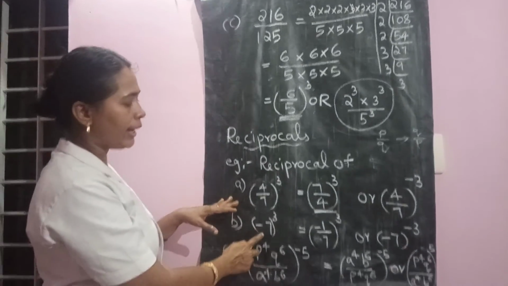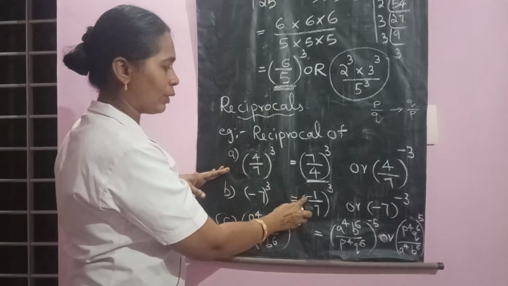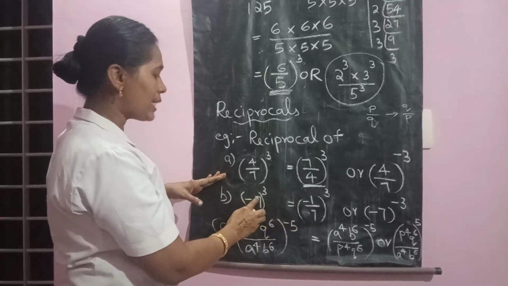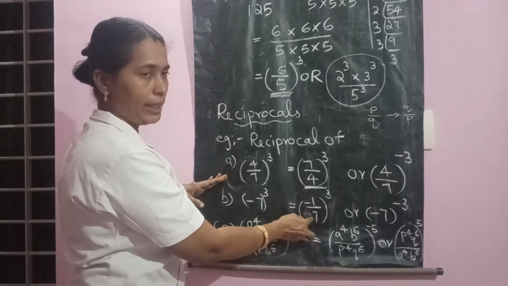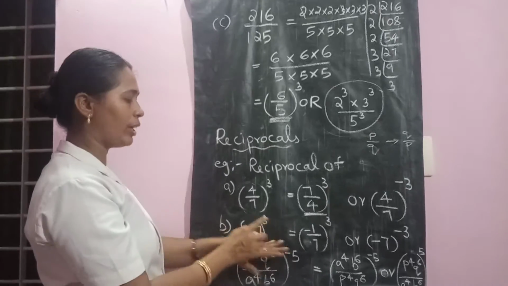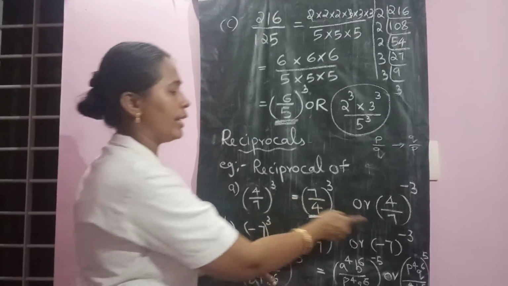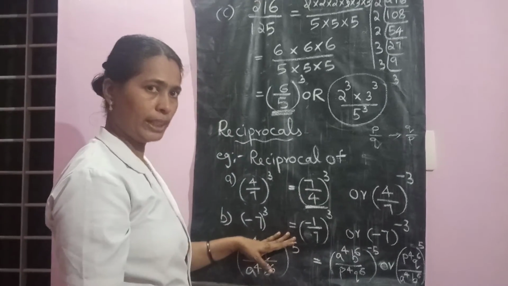Second question, negative 7 power 3 is given. Already I told you, negative has no change, keep negative itself. 7, its reciprocal is 1 by 7, power 3. Or, if you don't want to change, what do you have to do? Negative 7, but change the power 3 to minus 3. Isn't it?